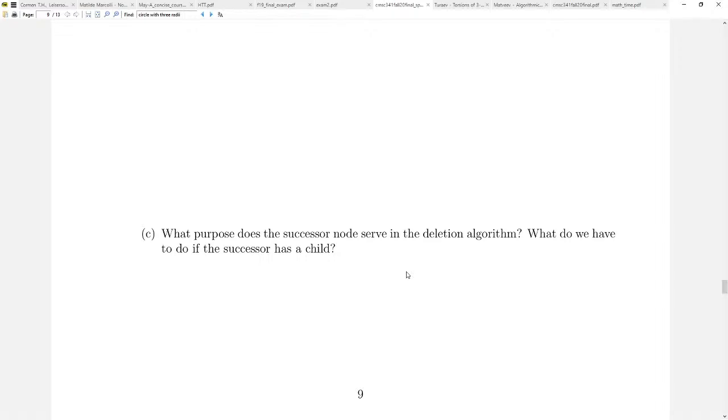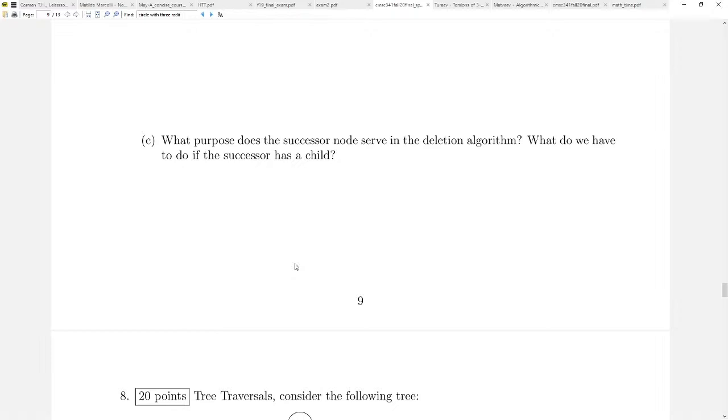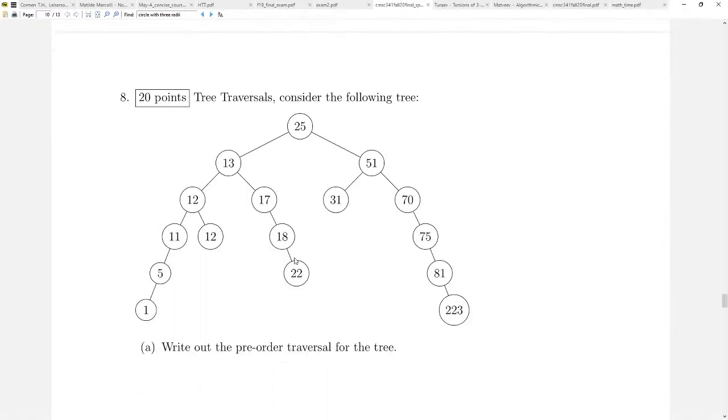Now, of course, why do we need the successor in the deletion algorithm? Why can't we just remove the node from the middle of the tree? That's the point of this question. That's what I want you to talk about. So that's the idea there.